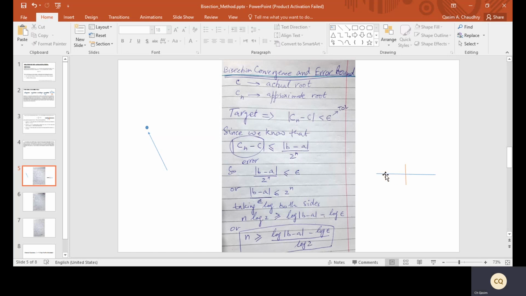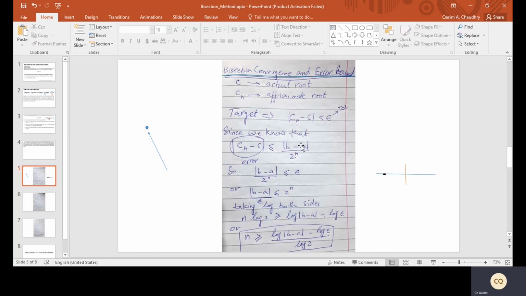Or if the exact value of this point is exactly at this point, then it means this is 0. Even then this is smaller than the half. And if this point is exactly at this point, at the last stage, then this difference is equal to this half. So it means this error cannot be more than the half of the interval. This is quite clear. Either this can be equal or this can be less than the half of the interval.